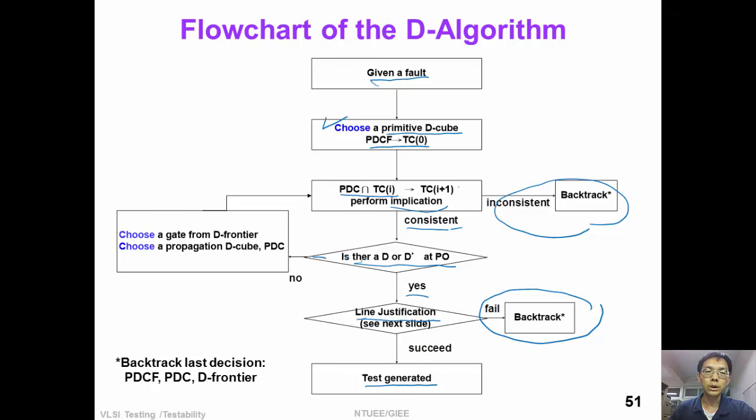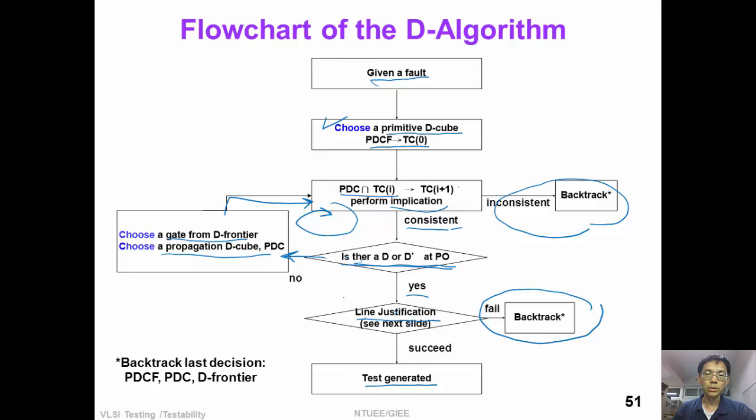If there is no D or D prime available at the primary output, then we move on to choose another gate from the D frontier, and we choose a propagation D-Cube, and we loop back to this stage to incrementally generate the next test cube. So this loop continues until we find a D or D prime that reaches the primary output.